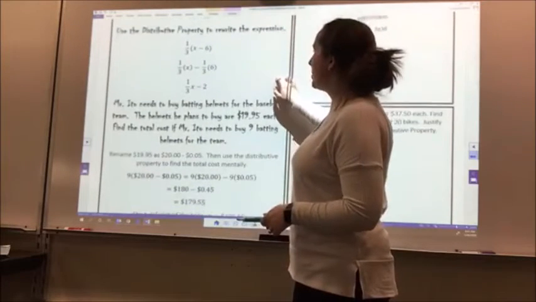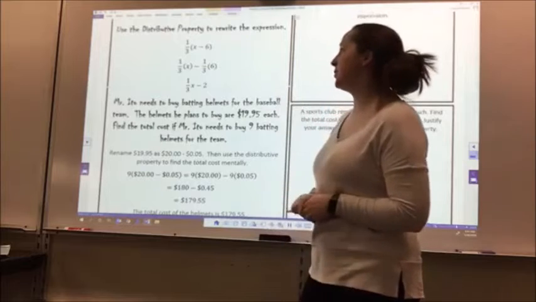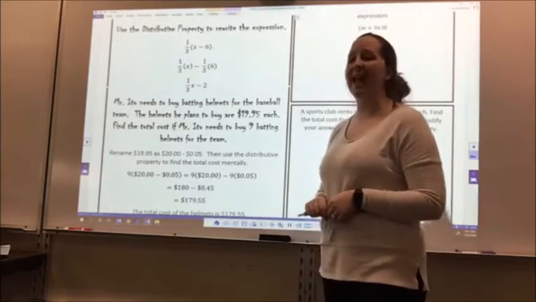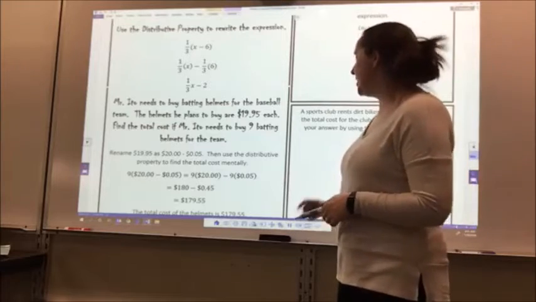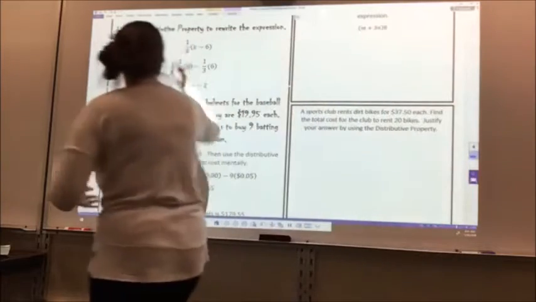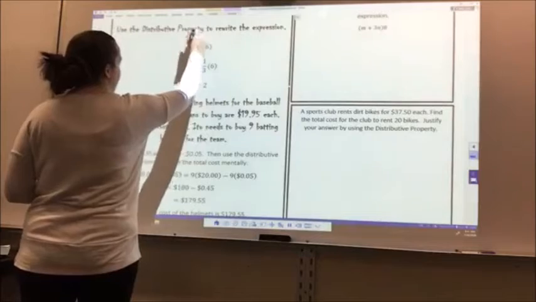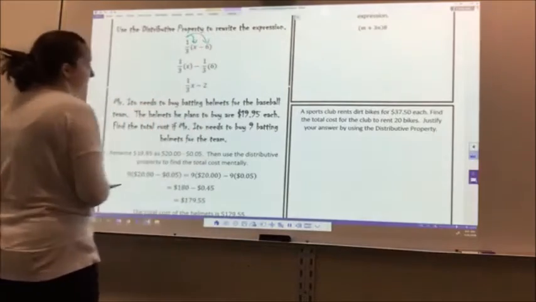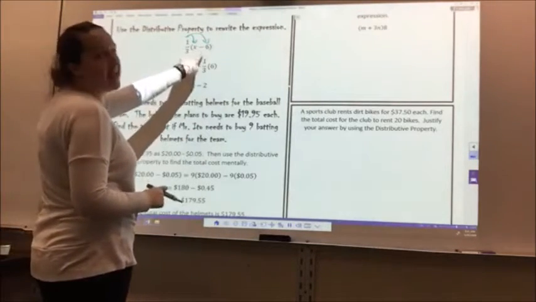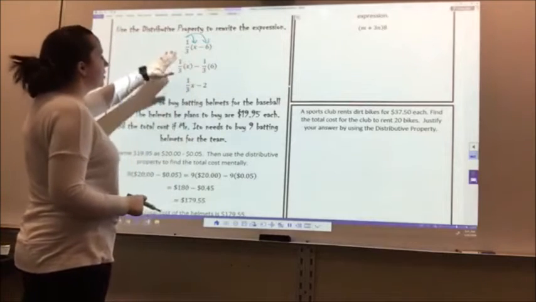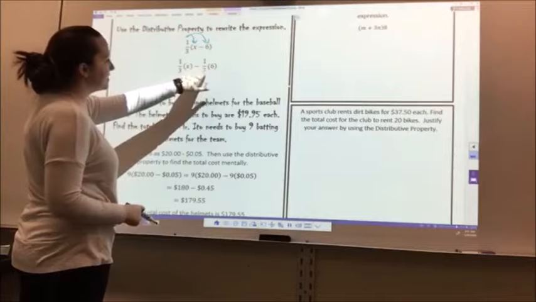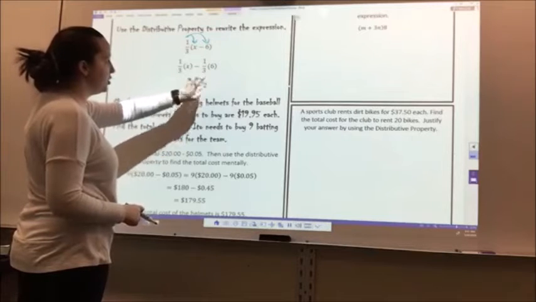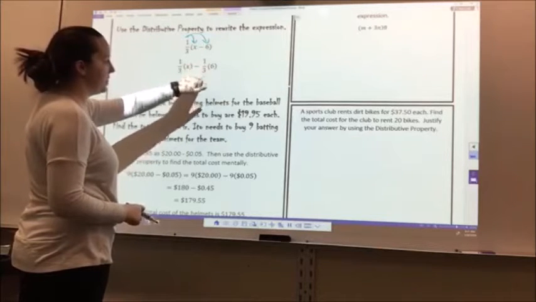I can also use the distributive property to rewrite the expression 1/3 times the quantity x minus 6. So what I'm doing is I'm taking that 1/3 and I'm distributing it to each value. So I'm distributing it to the x and to the 6. Okay? Make sure your sign stays the same. 1/3 times x gives me 1/3 x. And 1/3 times 6 gives me 2, because 6 times 1 is 6, divided by 3 gives me 2.